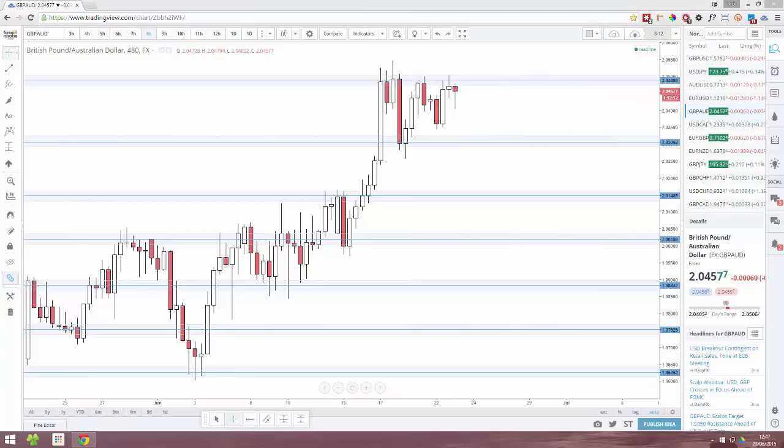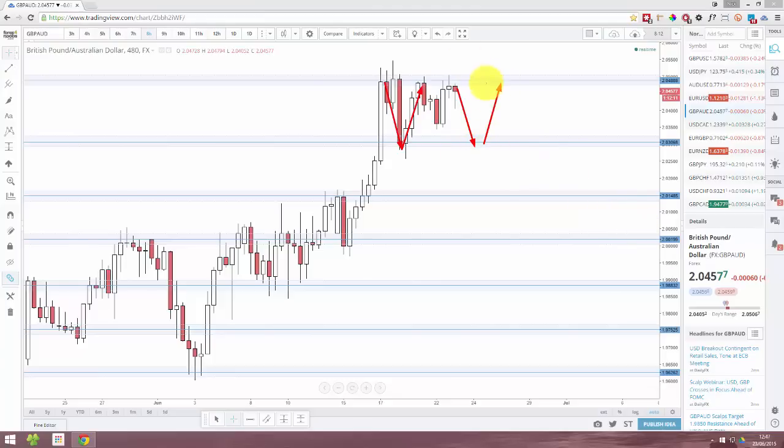For support areas, we've got this one here, the 2.0305 also. This one was the one that ended up giving us a really nice long trade last week. So if sellers manage to push down to here, I'll definitely be looking for signs of buyers entering. I'd be looking for signs of indecision. I'd be looking for signs that buyers are taking control of price, and I'd be looking to take a bullish reversal trade if possible. So I'll be looking to jump in long around about here.